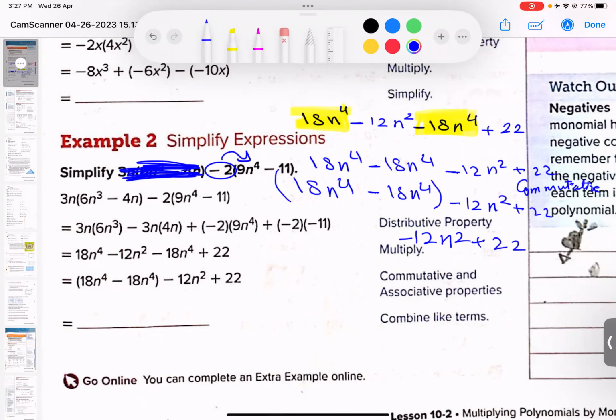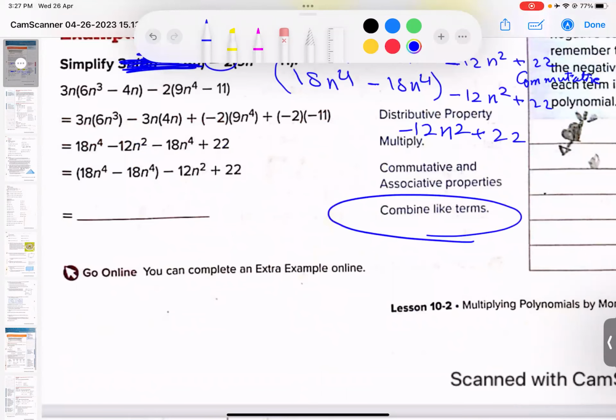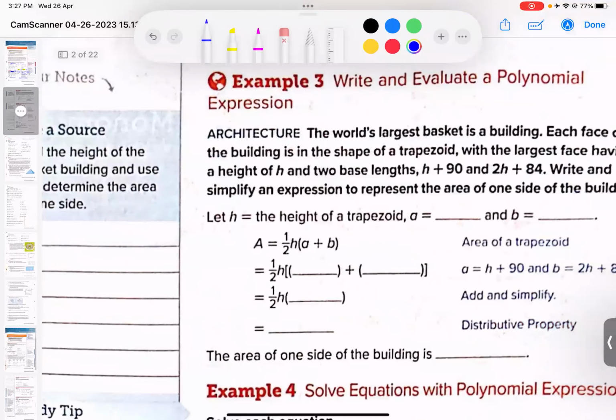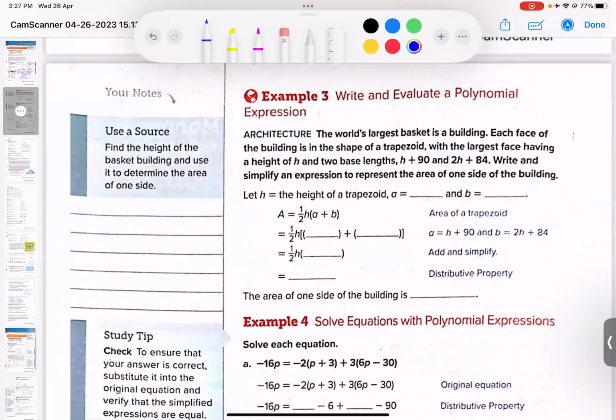Yes. So right now he asked you to combine like terms together. This one's been canceled. It's going to be 0. And as you know, 0 doesn't affect. So I don't need to write 0. So I'm going to bring down negative 12n^2 plus 22. So let me go a little bit further to something else.